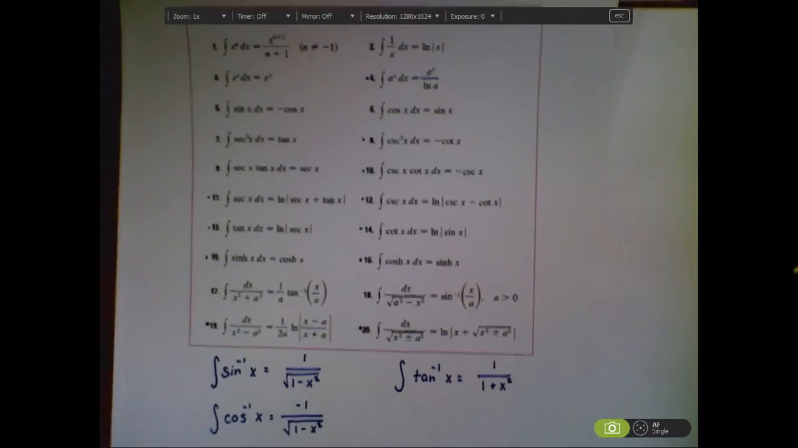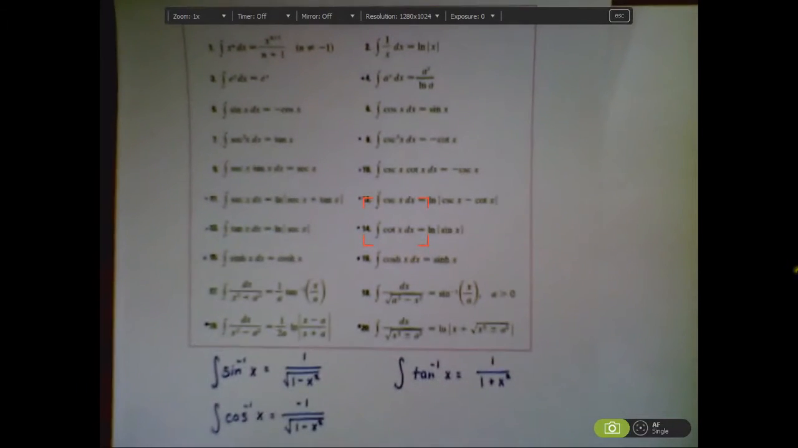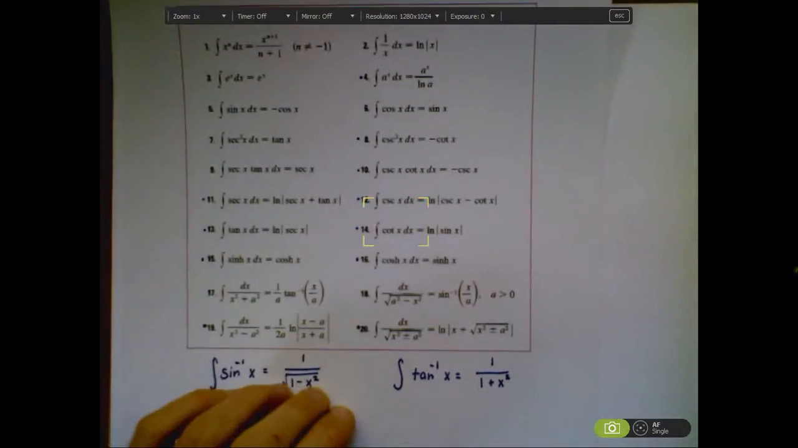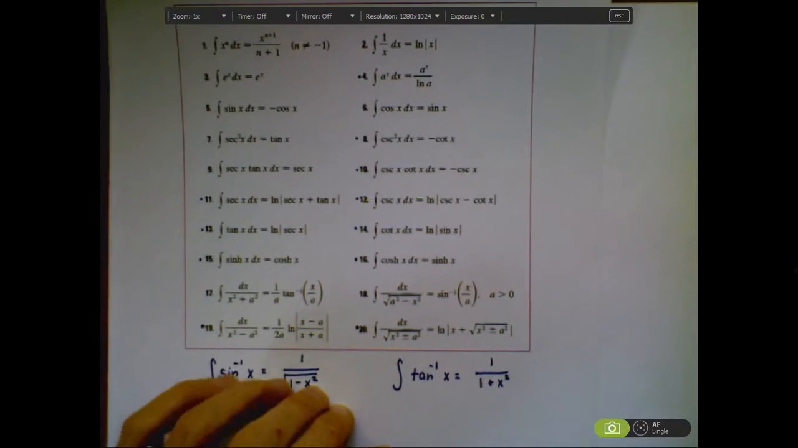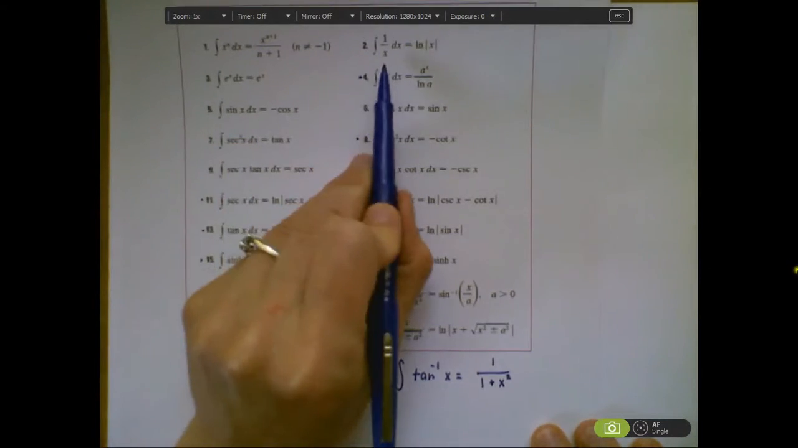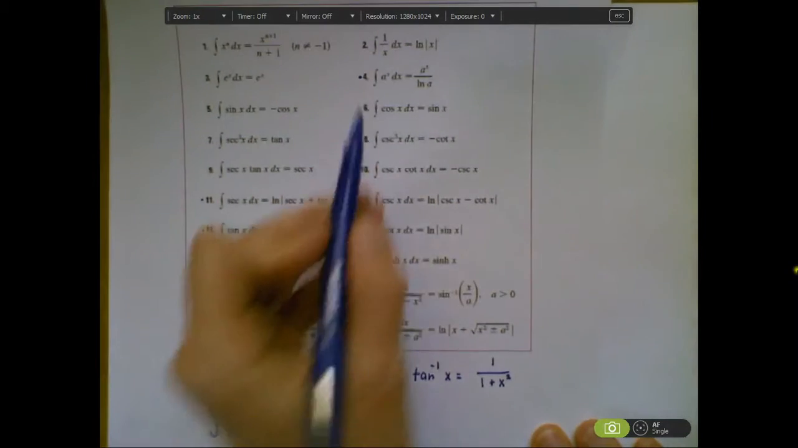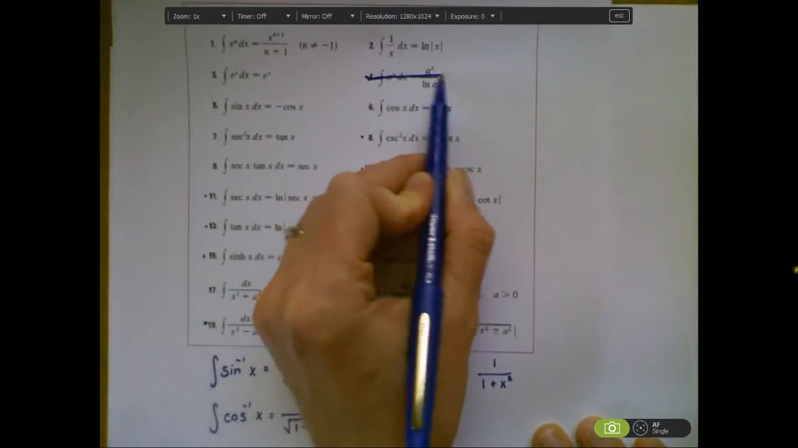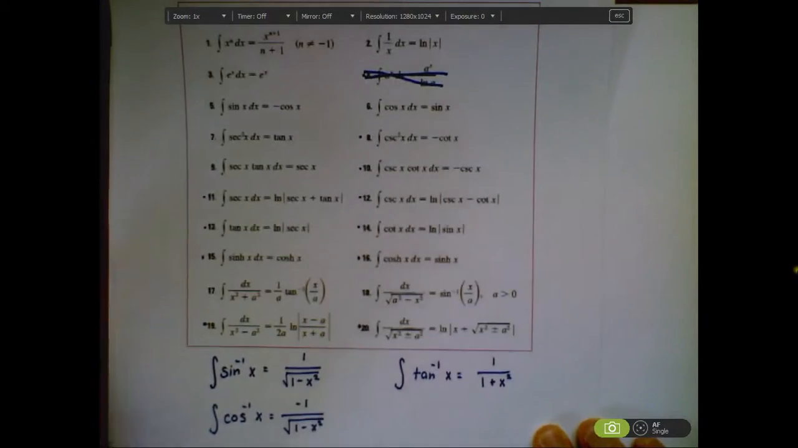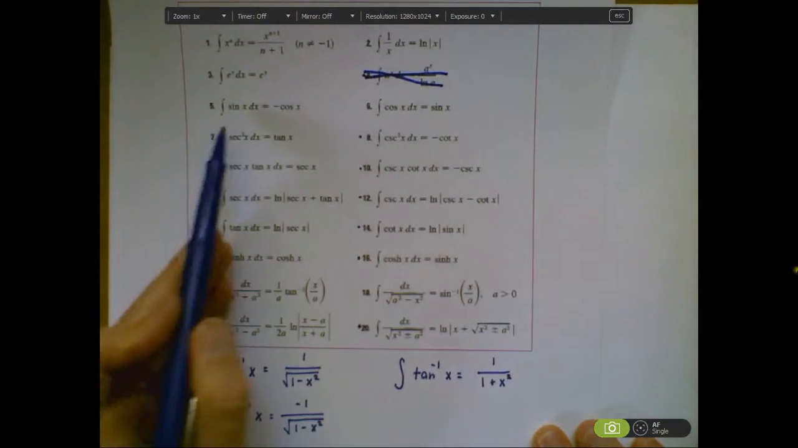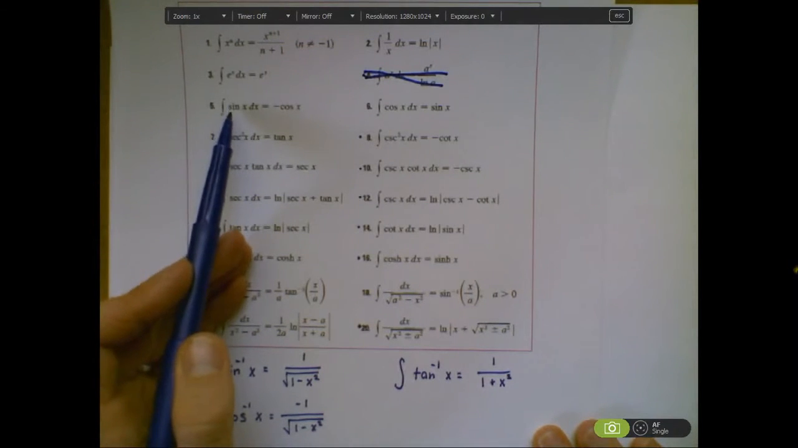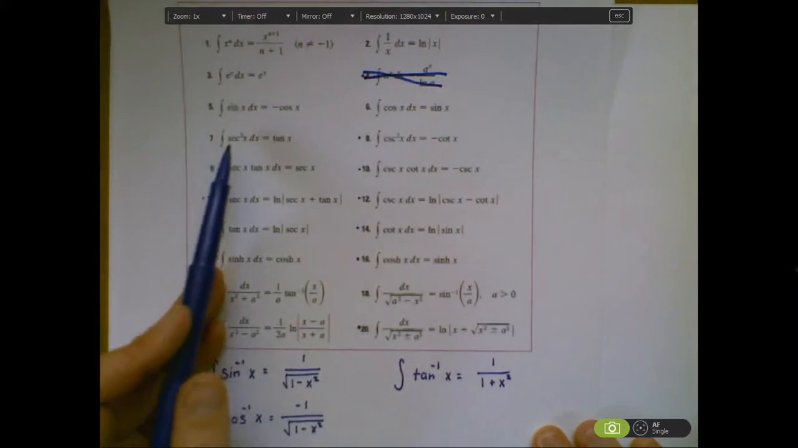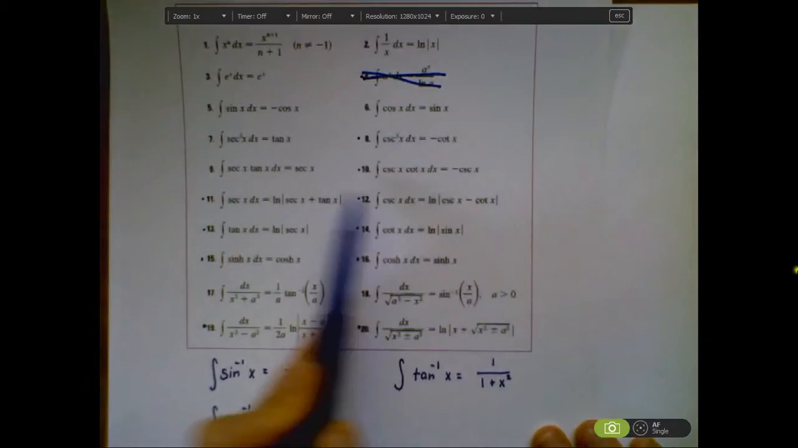Okay. The integral of 1 over x is natural log of x. This one right here is one that I don't think you need to memorize, so I'm crossing it out. We already know the integral of sine, the integral of cosine, the integral of secant squared. These are all just our derivative facts from last term.